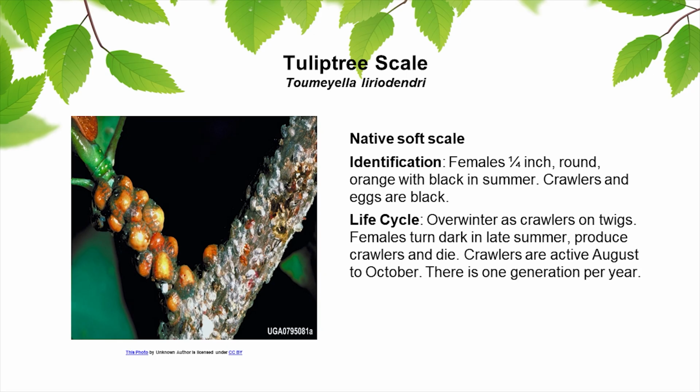Tuliptree Scale overwinter as crawlers on twigs. They resume feeding in the spring. Females turn darker in color in late summer. During August, they produce up to 3,000 crawlers over several weeks and die. Crawlers are active August through October. There is 1 generation of Tuliptree Scale per year.